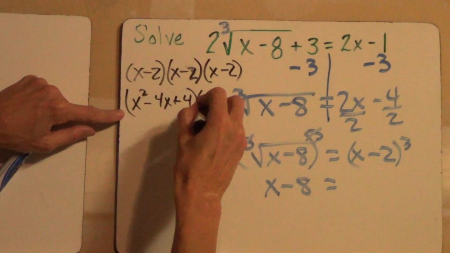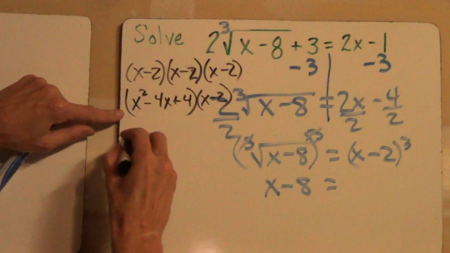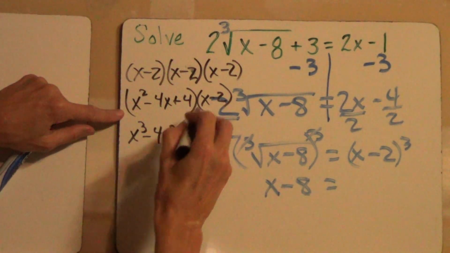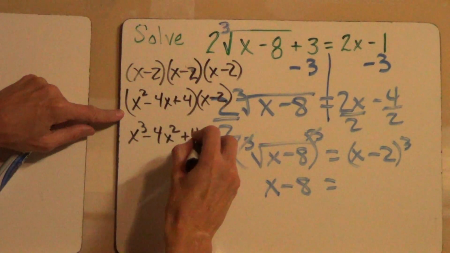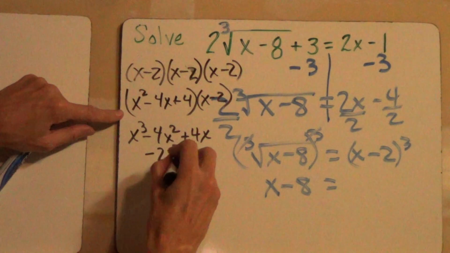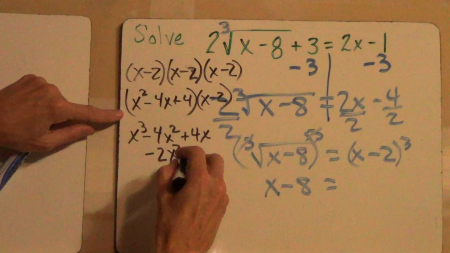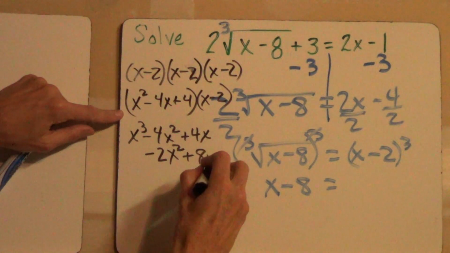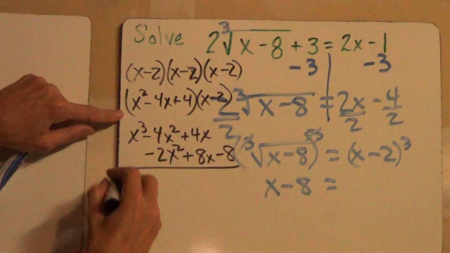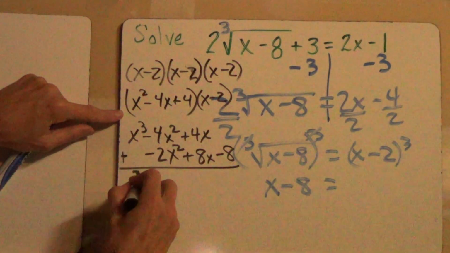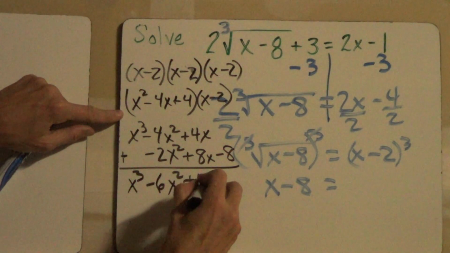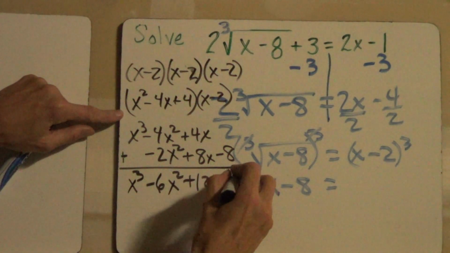Now you need to multiply that by x minus 2. X times x squared is x cubed. X times negative 4x, negative 4x squared. X times 4, positive 4x. Negative 2 times x squared, negative 2x squared. Negative 2 times negative 4x, positive 8x. Negative 2 times 4, negative 8. Add these together, x cubed minus 6x squared plus 12x minus 8.